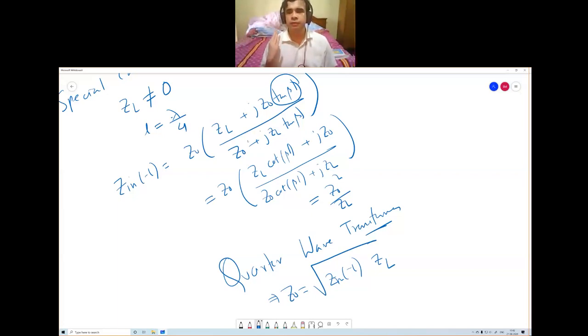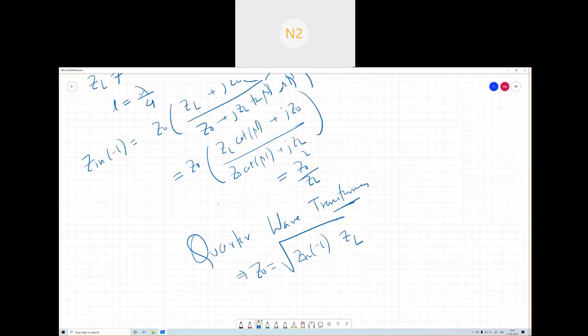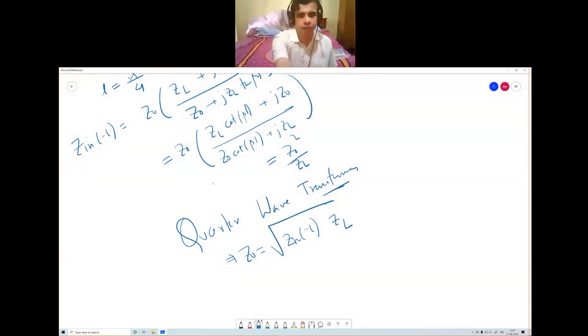Sorry, somebody said something. Hello. Please repeat the last word. The last what? This quarter-wave transform. Yes. See, this equation from here, we are getting just from this. If this is true, then what is Z0? It will be the square root of Zin times ZL.